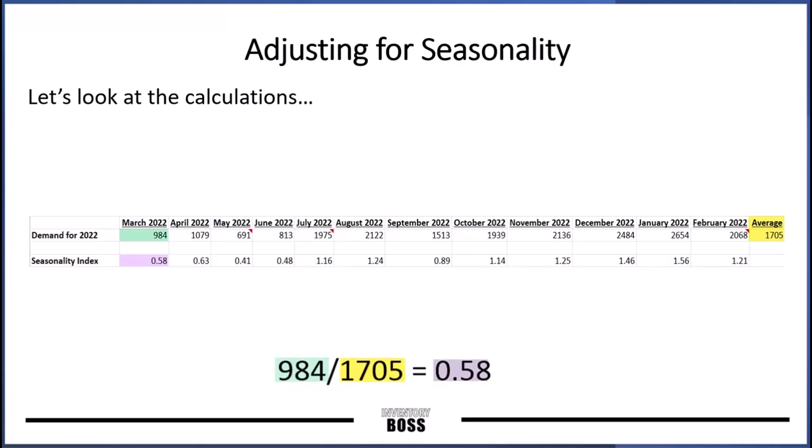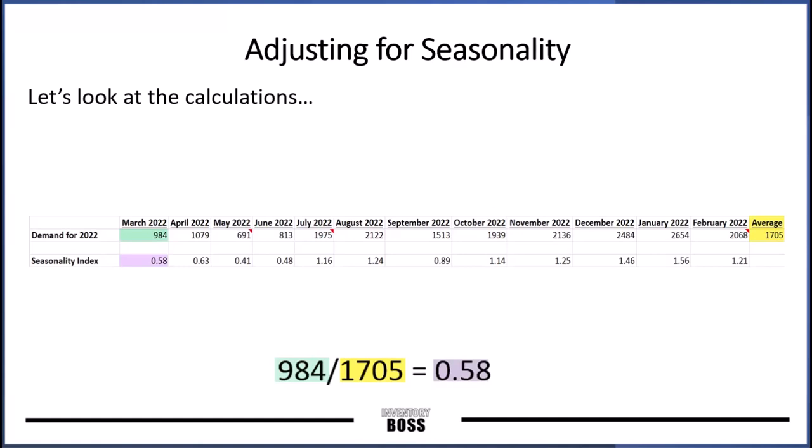Let me give this to you one more time. First thing we do is we average 12 months of sales and get the average number. Then we assign that number the value of 1. Then we divide the monthly totals into that number, and if it's above the average, it'll be a higher than 1 value. If it's below the average, it'll be below a value of 1. So March is not your best sales month. Now, May is your worst, but March is about 58% of what your average is.